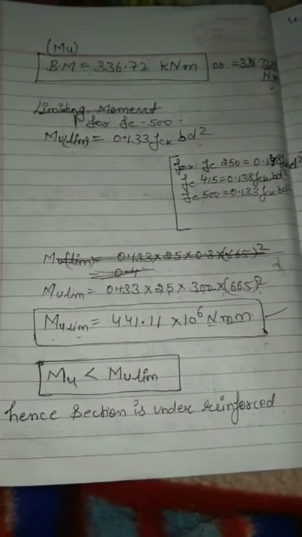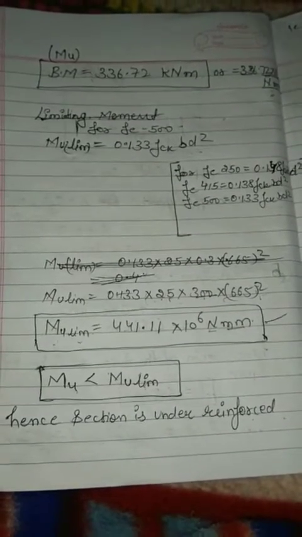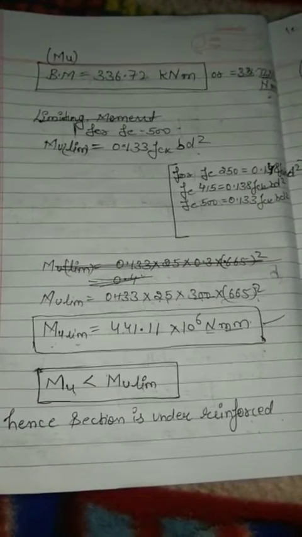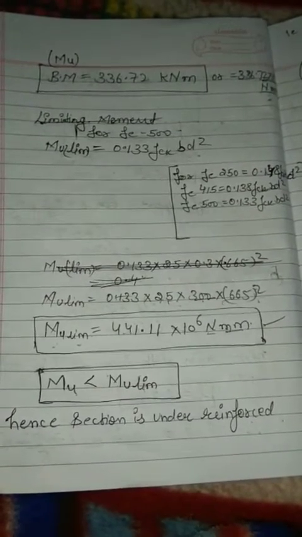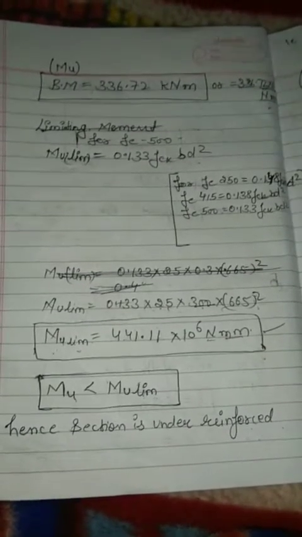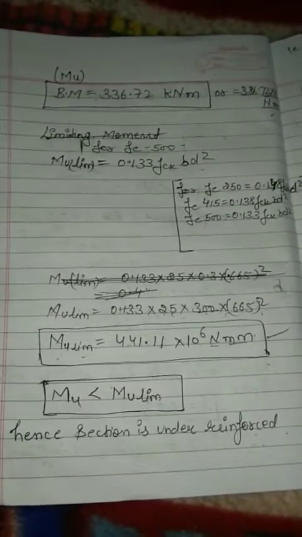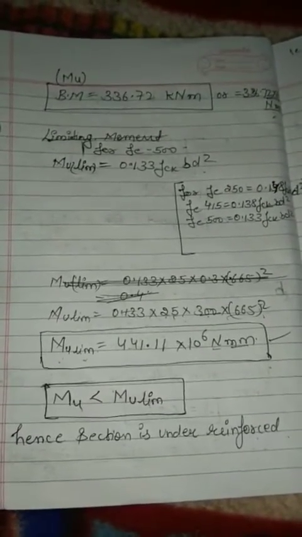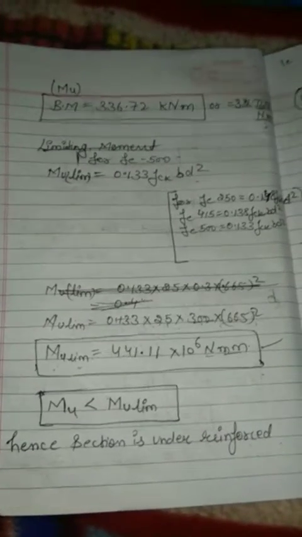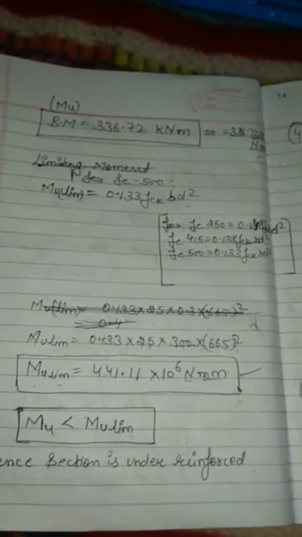Since in the given problem we need to calculate the area of the steel, for this we need to first of all find whether our section is under reinforced or over reinforced. Obviously we are not going to use an over reinforced section. If the section comes out to be over reinforced, we'll design it as a balanced section. But here we see that Mu is coming less than Mu limiting, hence this section is an under reinforced section.